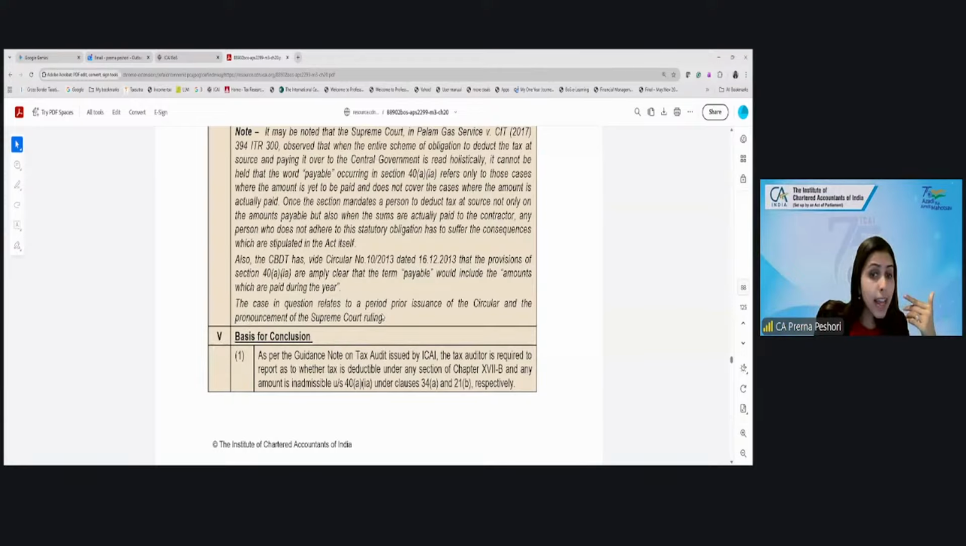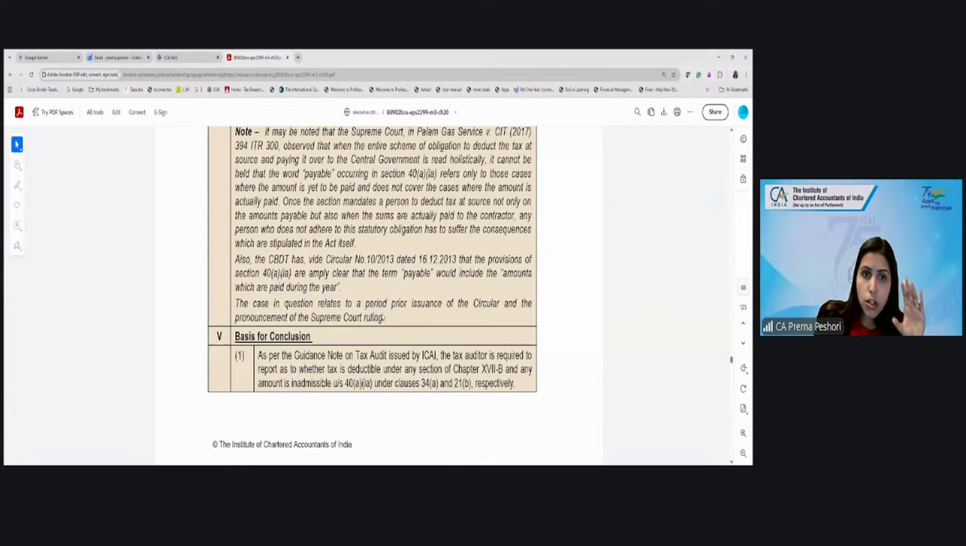And has not exercised the due diligence in carrying out his professional duties. Hence, he is guilty of professional misconduct as per Part 1 of the Second Schedule. What does Part 1 of the Second Schedule say? Clause 7 says that a CA in practice shall be deemed to be guilty of professional misconduct if he does not exercise due diligence or is grossly negligent in the conduct of his professional duties.